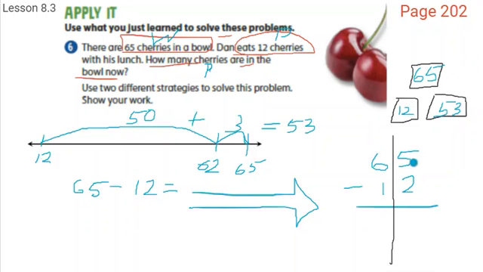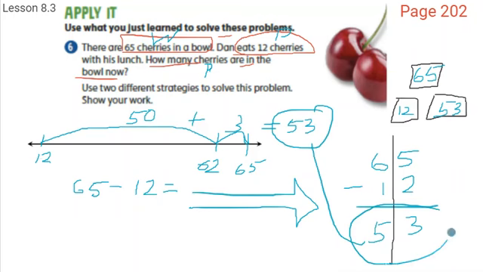So 5 minus 2. Hold up 5 fingers, take 2 away, you get 3. 6, same thing, 6 minus 1, you get 5. Boom, we got the same answer. So here's the answer, and there's the answer. 2 different ways, same exact answer.